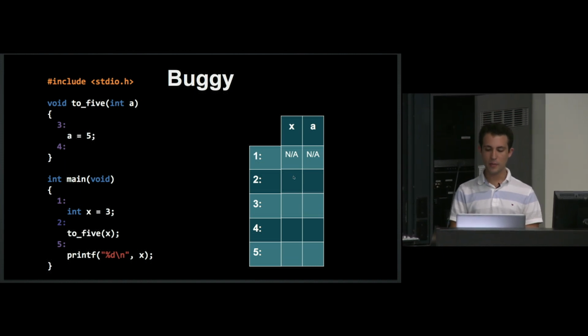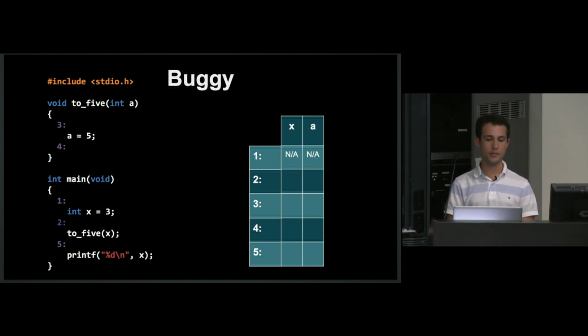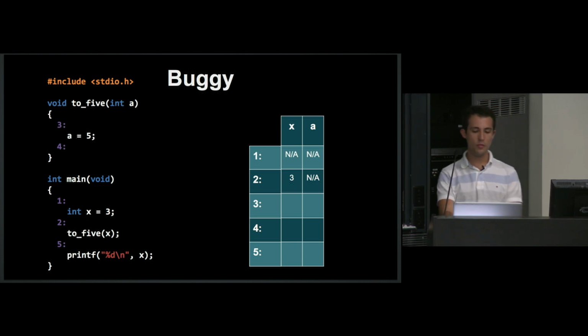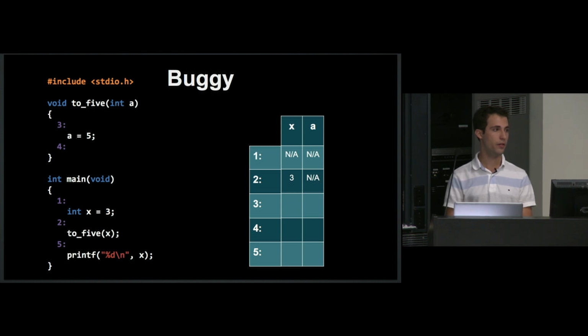So x is going to be 3. That's easy, right? Because we're assigning 3 to it. And a still doesn't exist because a just lives in to5. So I'm going to have 3 and nothing, like garbage, whatever. Not really defined, okay? And now this is the important line. Here we're going to actually call to5, okay?